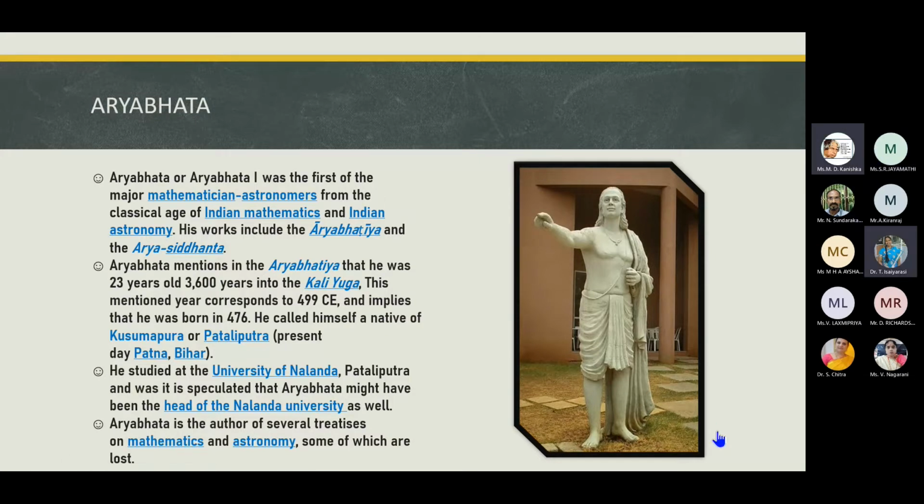We get to know about the great mathematician who gave zero to the world, Aryabhatta. Aryabhatta, or Aryabhatta I, was the first major mathematician-astronomer from the classical age of Indian mathematics and Indian astronomy. His works include the Aryabhatiya and Arya Siddhanta. Aryabhatta mentions in the Aryabhatiya that he was 23 years old, 3600 years into the Kali Yuga. This mentioned year corresponds to 499 CE and implies that he was born in 476.